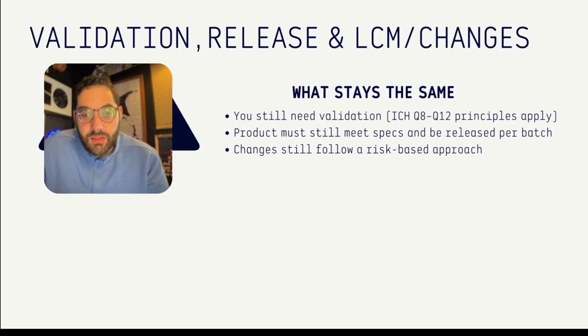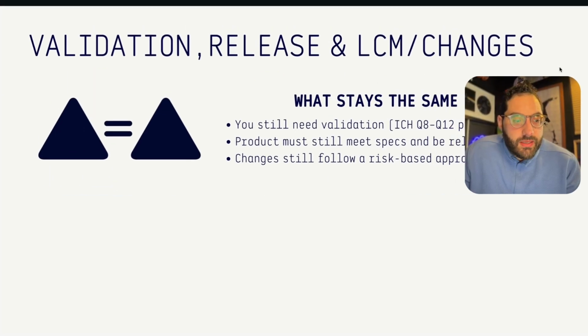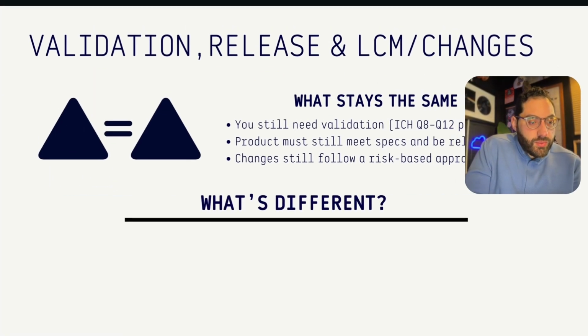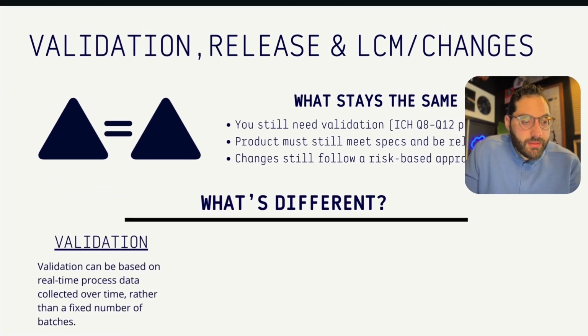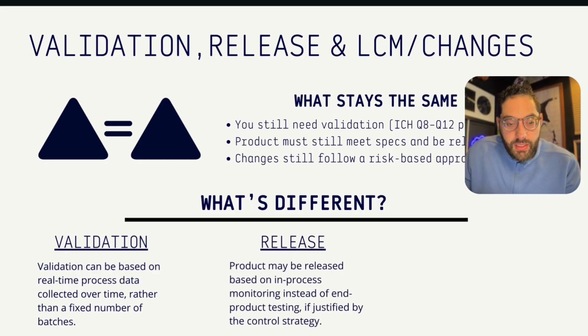But your product still needs to meet specs and be released per whatever your batch criteria are. And you still need to follow a risk-based approach when it comes to changes. Now, what's different? So validation can be based on real-time process data, which is collected over time, rather than a fixed number of batches. And the Q13 guideline talks about how you can validate via normal validation practices or through continuous process verification. Release, your product may be released based on in-process monitoring instead of finished product release if it's justified in the control strategy.